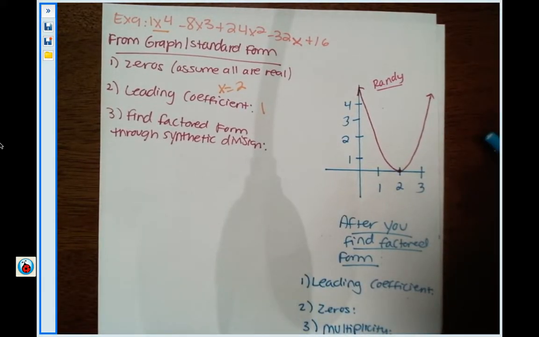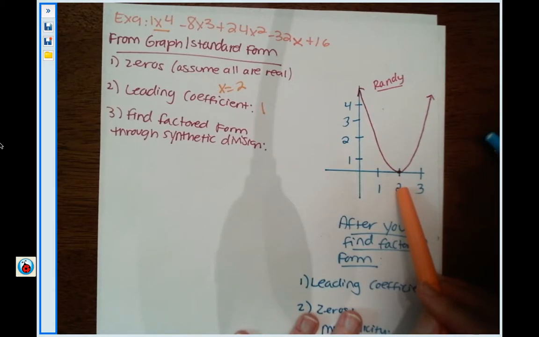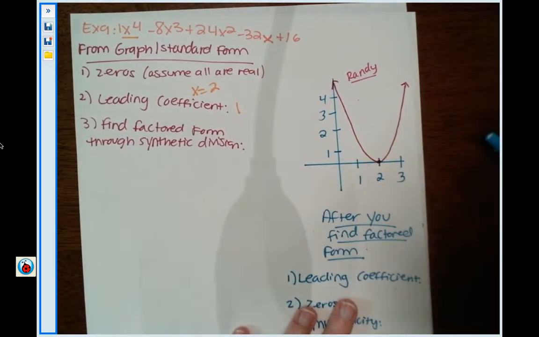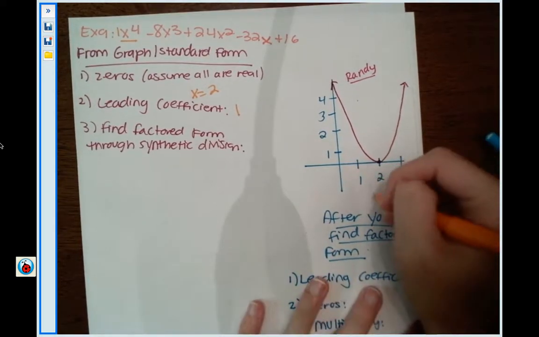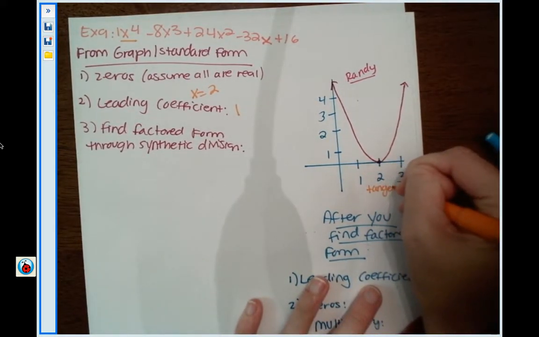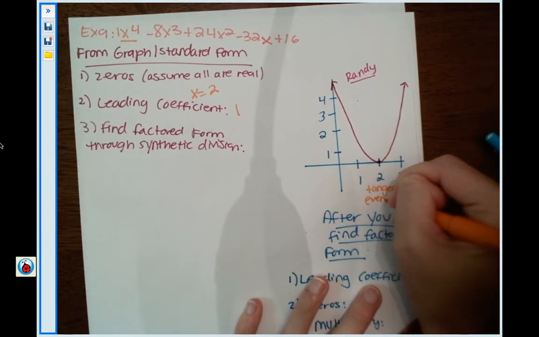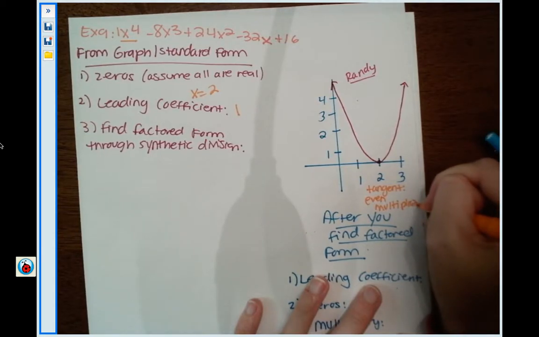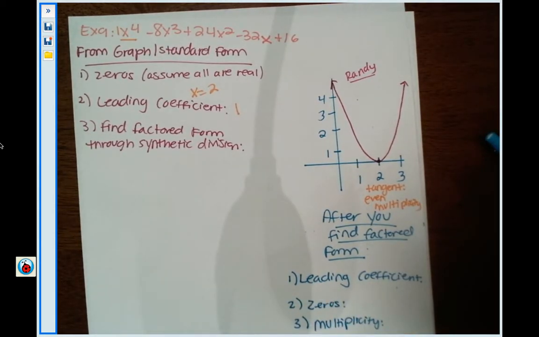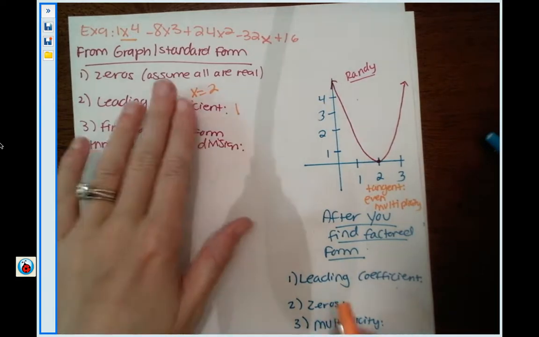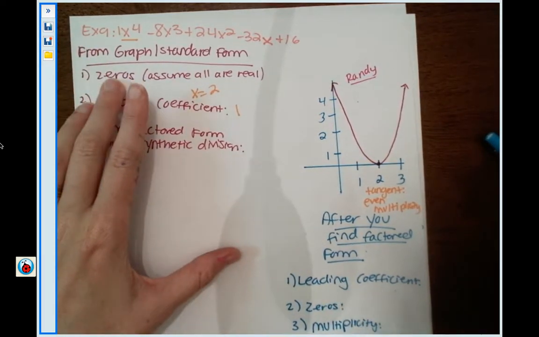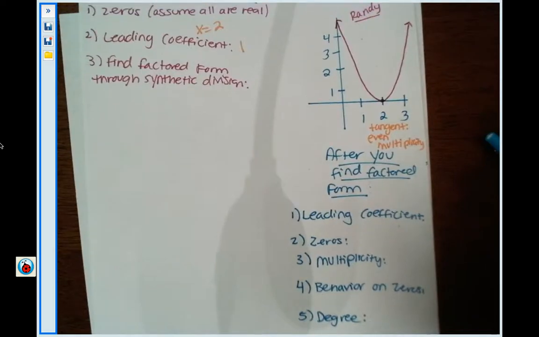On this one, the graph is tangent at the 0 because it comes down and it bounces off the 0. It's like boing. So this is tangent at the 0, which means it has an even multiplicity. So my exponent on my 0 should be an even number. And I only have one 0, my only 0, and we're assuming these are all real zeros.